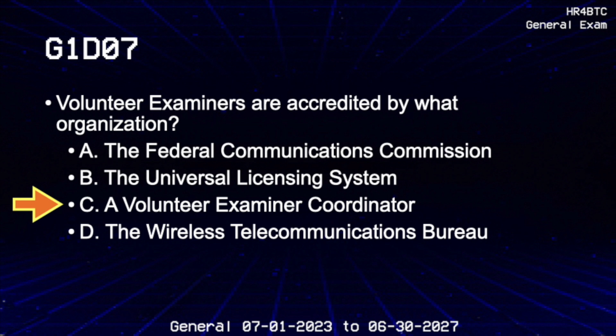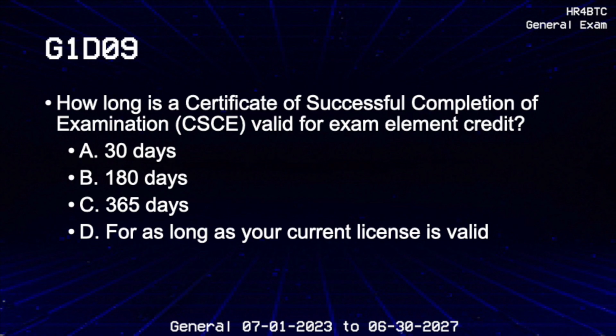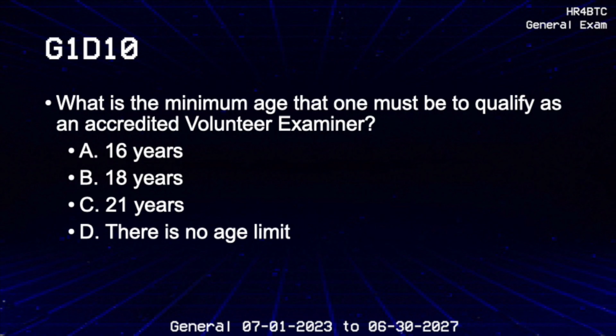Volunteer examiners are accredited by what organization? A volunteer examiner coordinator. Which of the following criteria must be met for a non-U.S. citizen to be an accredited volunteer examiner? The person must hold an FCC-granted amateur radio license of general class or above. How long is a certificate of successful completion of examination, CSCE, valid for exam element credit? 365 days.